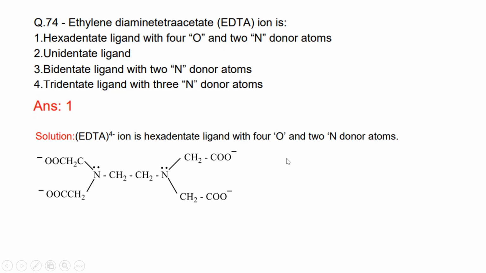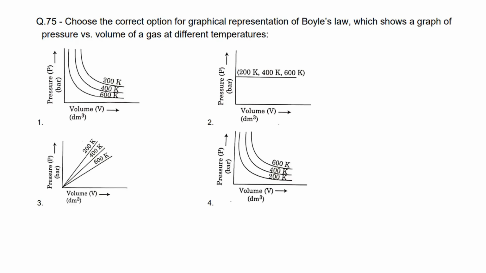Next, question number 75 we'll see now. Choose the correct option for graphical representation of Boyle's law, which shows a graph of pressure versus volume of a gas at different temperatures. The graphs are already mentioned, and we know that pressure is directly proportional to temperature, and volume also is directly proportional to temperature. So as the temperature increases, pressure increases, or volume also increases. That is how we have to choose the correct answer, based on that fact. So the correct answer is option 4.